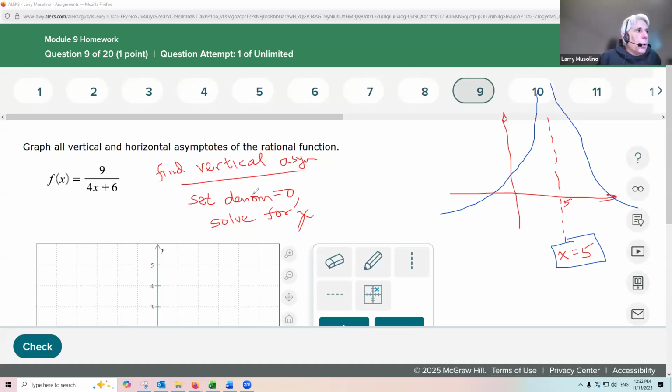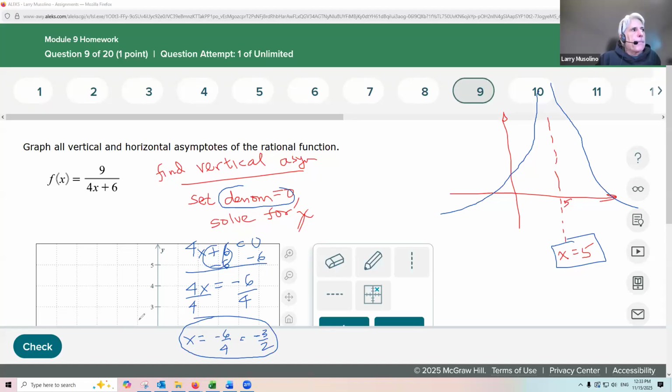All right, so all we have to do here is set the denominator equal to 0 and solve for x. So we got 4x plus 6 equals 0. Subtract 6 from both sides. So 4x equals negative 6. Divide both sides by 4. x equals negative 6 over 4. We can write that as negative 3 over 2. So I'm going to be graphing a vertical line, x equal negative 3 over 2. All right, let me come back in a minute and we can graph it.